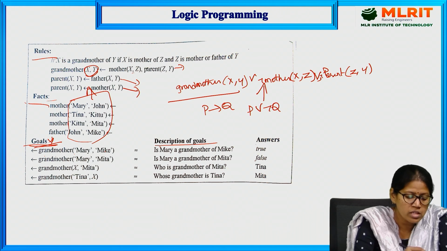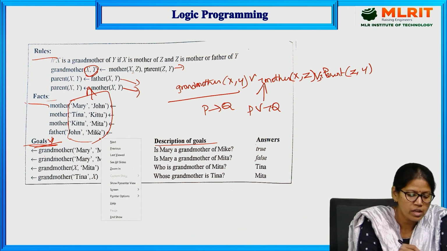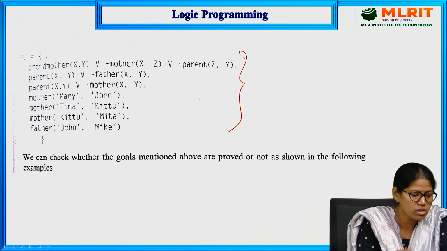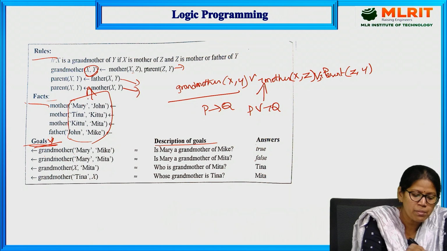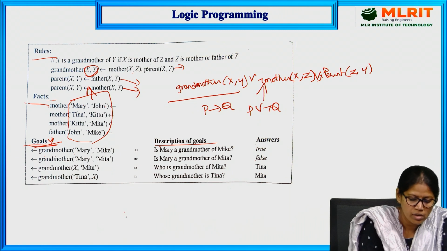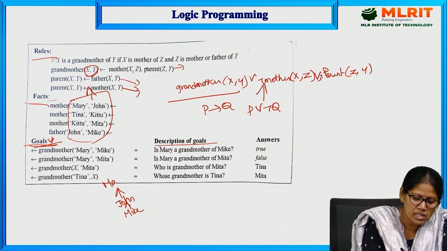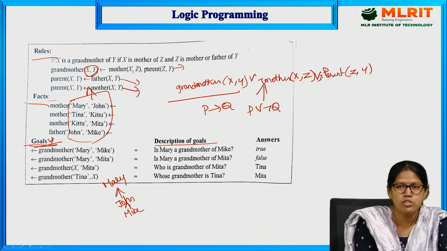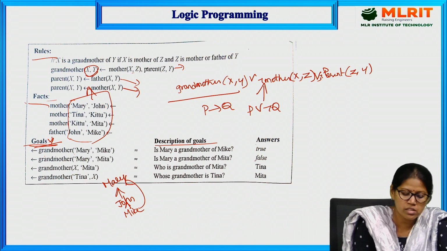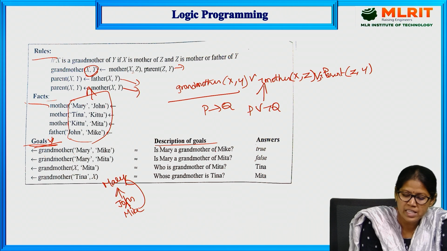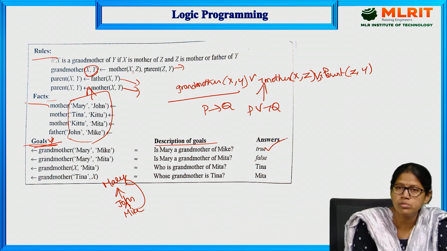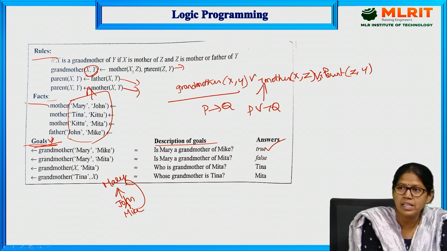So we'll go like this. First, John is a father of Mike. Let's see where John is. Mary is a mother of John. So here, John is a father of Mike and Mary is a mother of John. Now link this one. Is Mary a grandmother of Mike? Yes, true. Next, grandmother of Mary comma Mita.